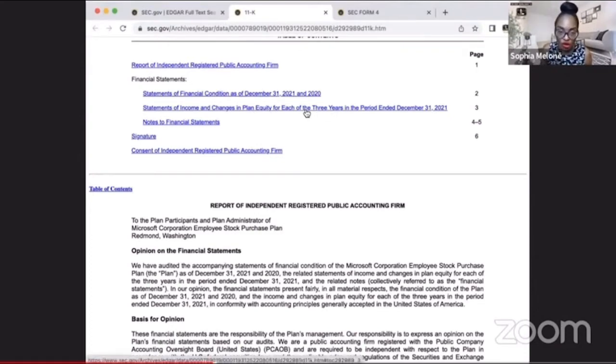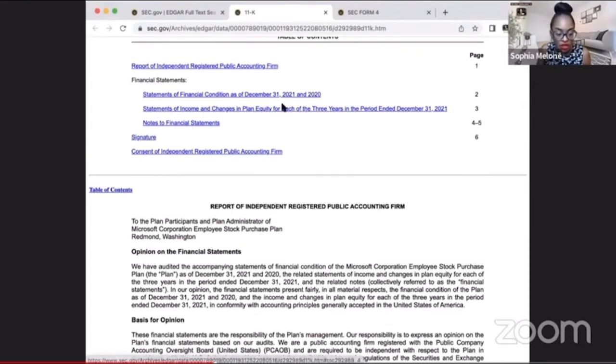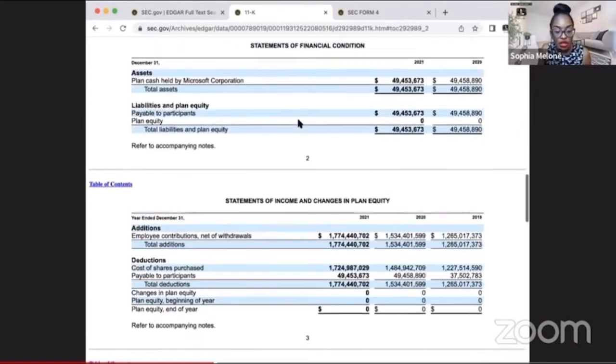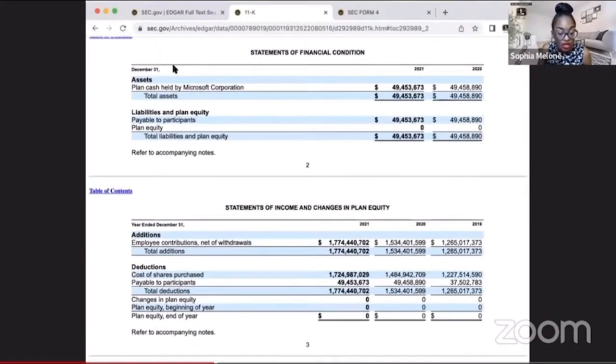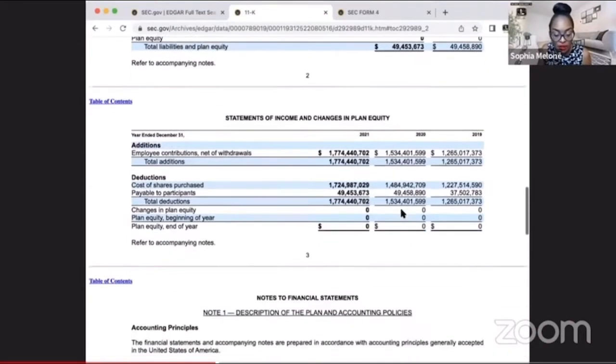All of this is financial terms. So these are financial statements and the notes to the statements. But let me just click and show you what the statement of financial condition is. Although this gives us the assets, the liabilities and the equity, this gives us a snapshot of what those numbers look like.